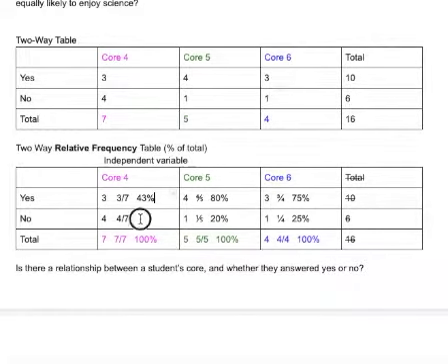43% and 57%. So now we're going to compare our data. I'm going to delete everything I don't need. Delete this, I guess. I'll delete that.